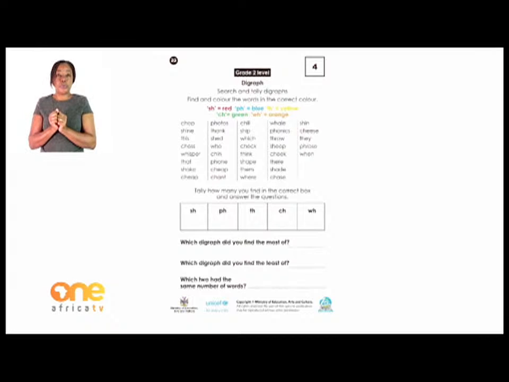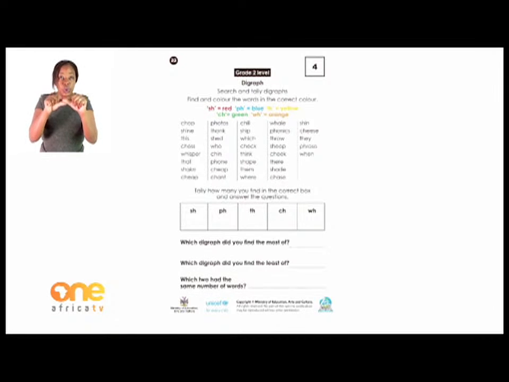Okay, so now find and color the words in the correct color. They have indicated to you what you are supposed to color and what color you are supposed to use. For all the sh words, you have to color what color? Red. The p and the h, which is a f sound, blue.